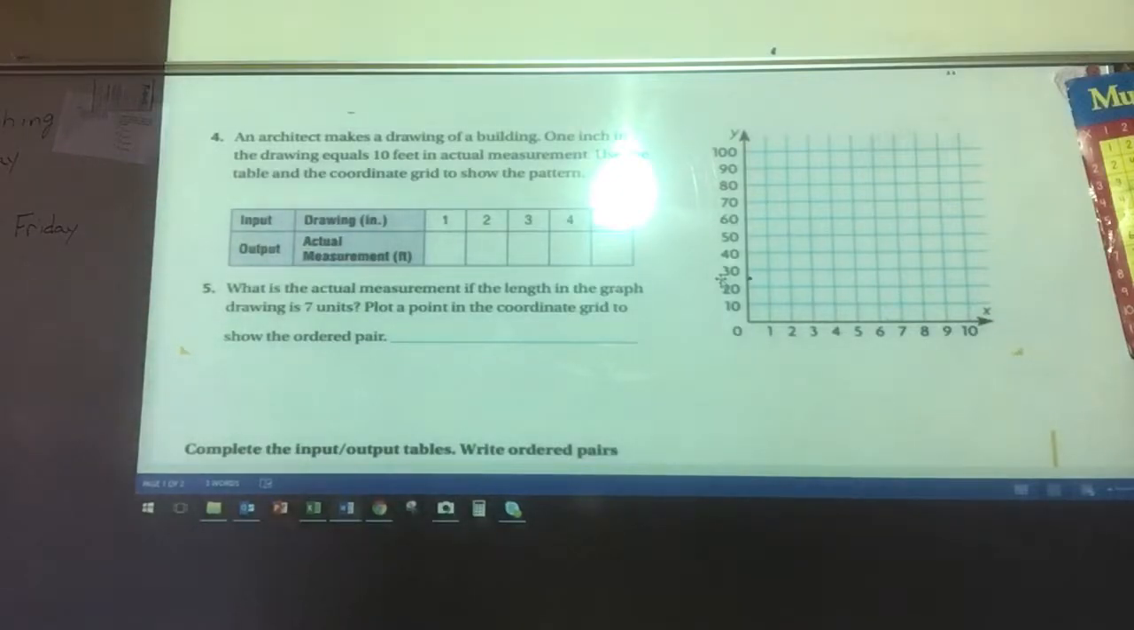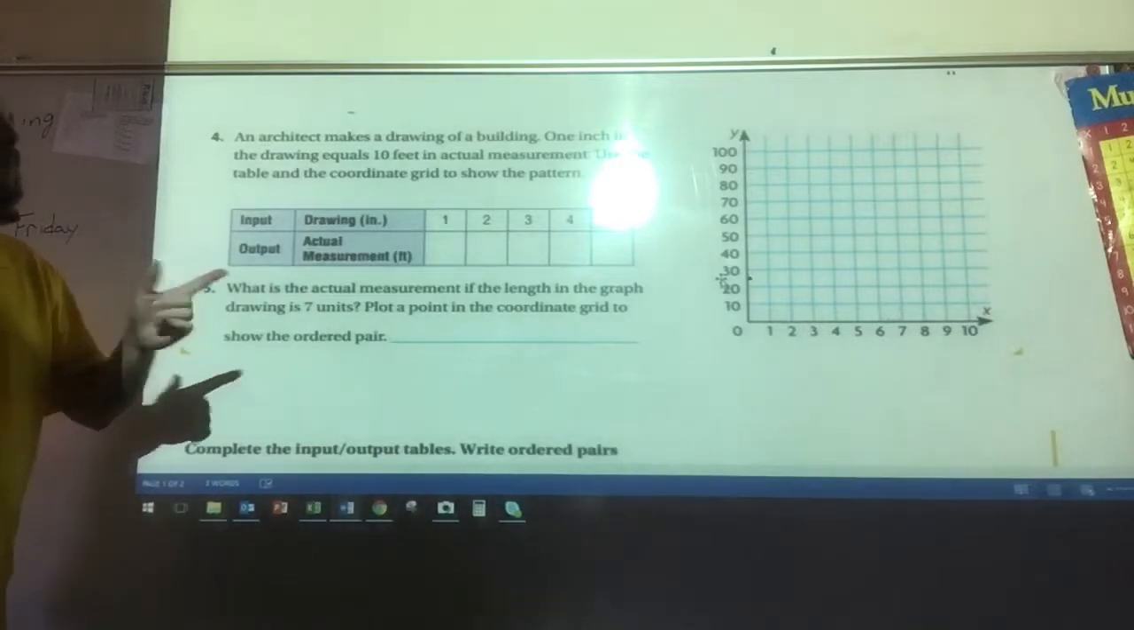An architect makes a drawing of a building. 1 inch in the drawing equals 10 feet of the actual measurement. Use the table and the coordinate grid to show the pattern. So, is this going to be an additive or multiplicative pattern? Well, let's do a couple of them.